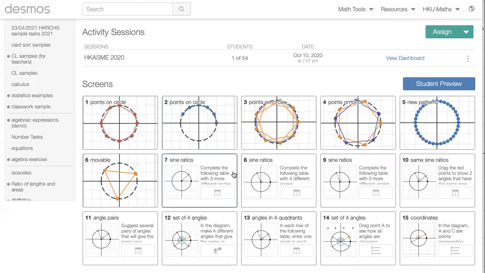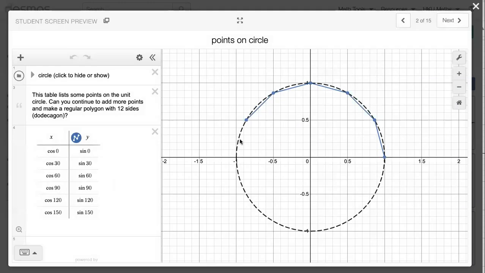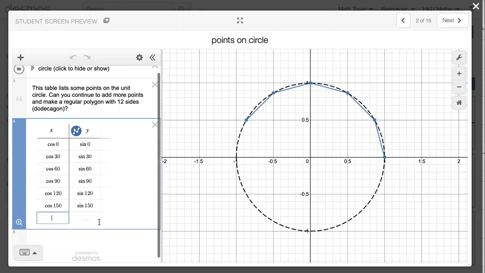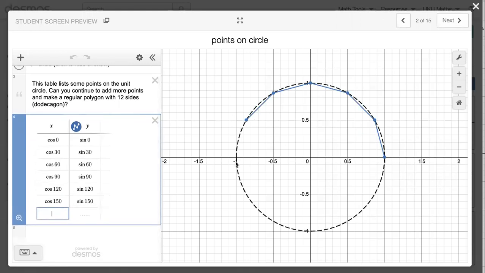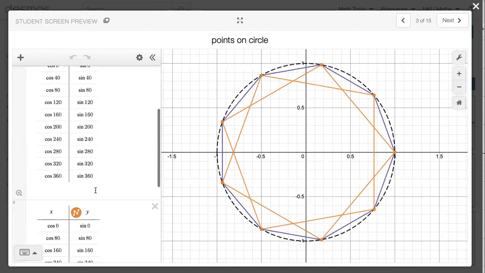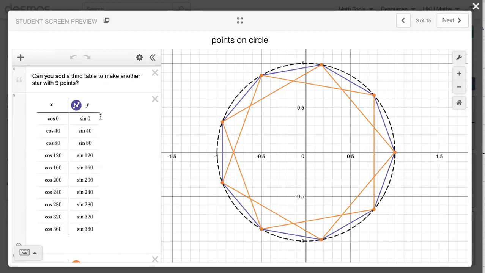I set all the tasks in a more or less similar way. Just like the second one, I asked them simply to continue. This is a table that you can just enter, and then continue to input more values so that you can complete this regular polygon, practicing again entering the sine and cosine ratio. And the next one, I suggest a figure. So you can turn off, that means hide, the figure.